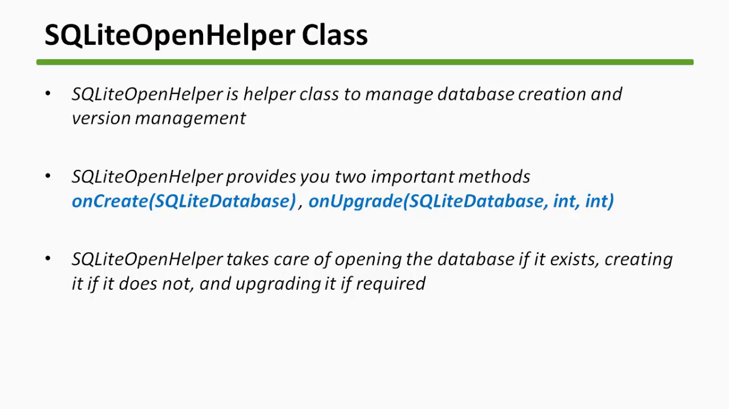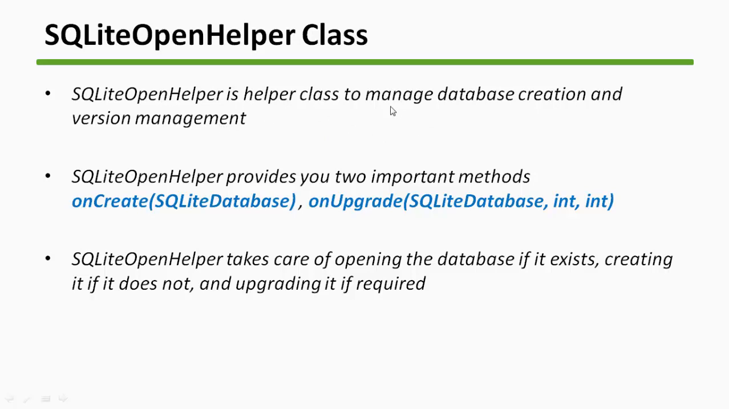It is the helper class that is used to manage the database creation and version management, and it provides you two methods, the onCreate method and the onUpgrade method. It also takes care of opening the database if it exists, creating it if it does not exist, and upgrading the database if required. So basically, what is managing the database creation and what is version management?